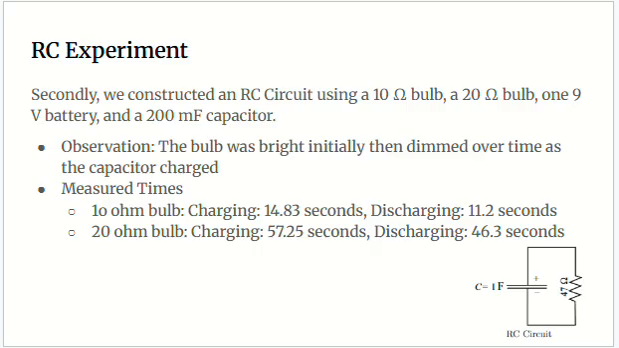Measured times were 14.83 seconds and 11.2 seconds for the charging and discharging of the 10 ohm bulb, respectively. And then for the 20 ohm bulb, 57.25 seconds for charging and then 46.3 seconds for discharging.